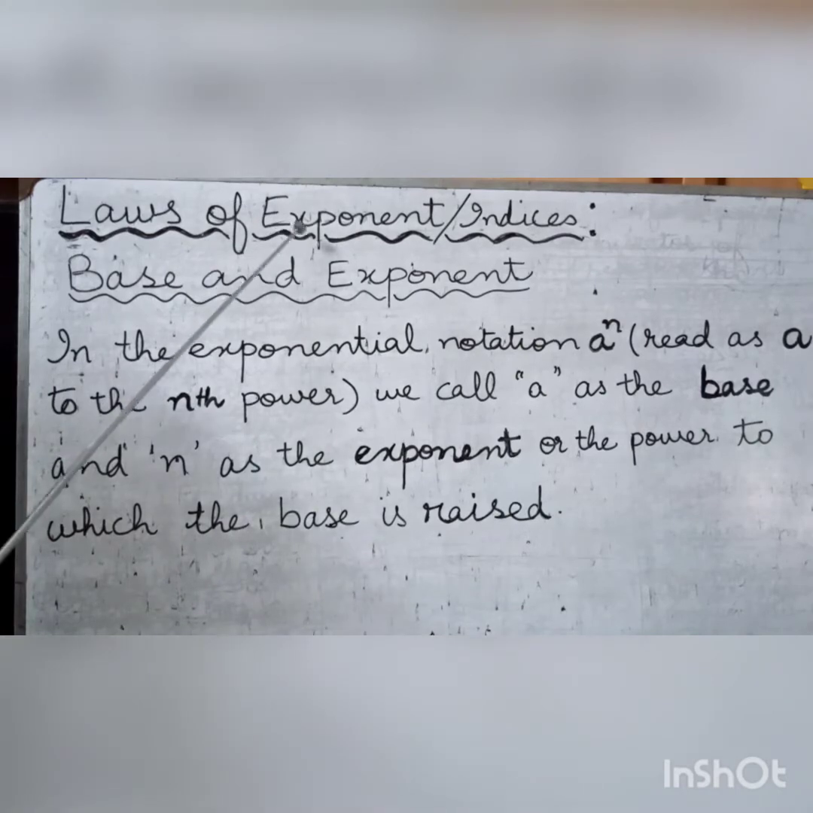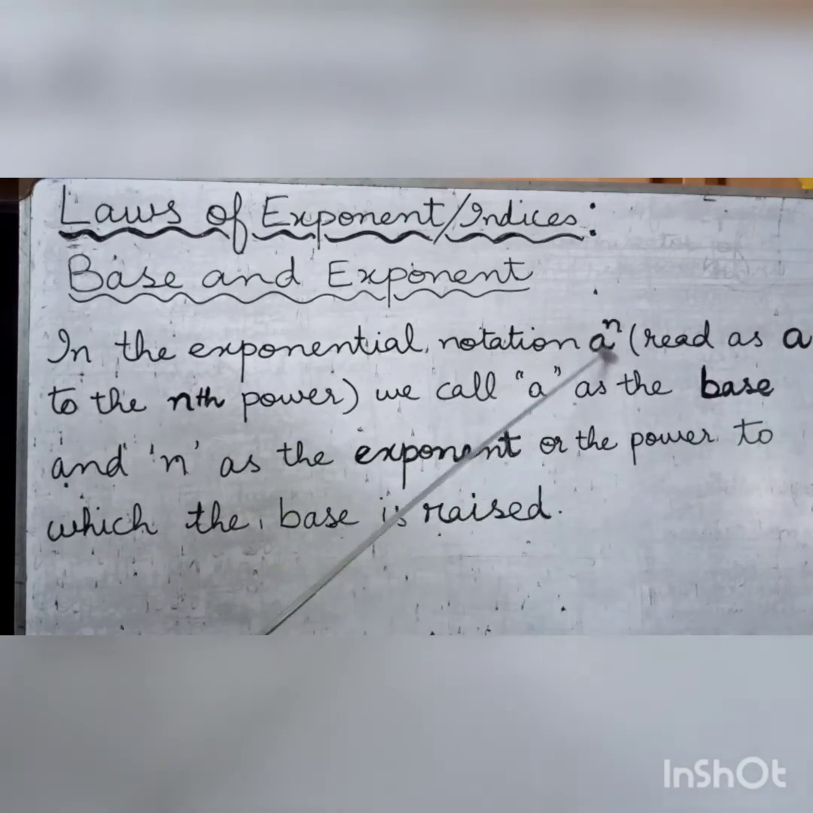Laws of exponent indices. Base and exponent. Definition: in the exponential notation a to the nth power, which is read as a to the nth power, we call a the base and n the exponent or the power to which the base is raised.